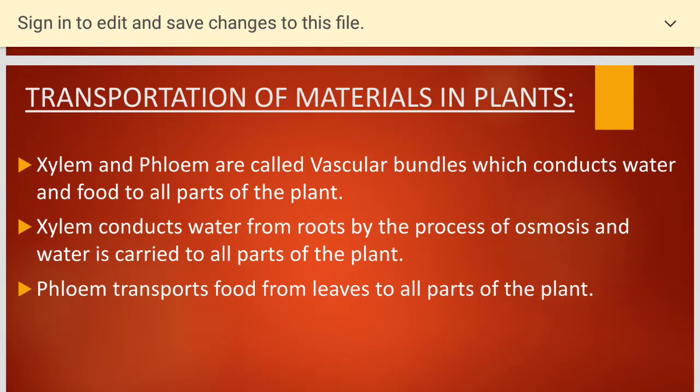Now, from your previous knowledge, if you remember, transportation of materials in plants. In 9th class, you have studied that conducting tissues are called vascular bundles. So, vascular bundles comprise xylem and phloem. Xylem and phloem are called vascular bundles, which conduct water and food to all parts of the body. What is the function of xylem? Xylem conducts and transports water.